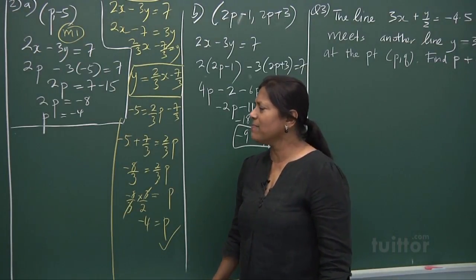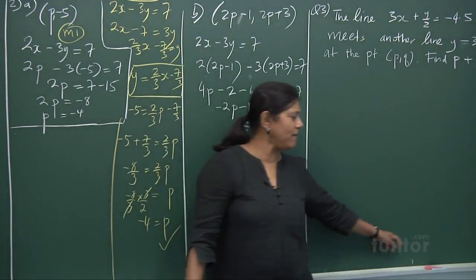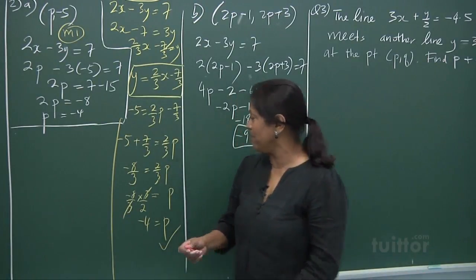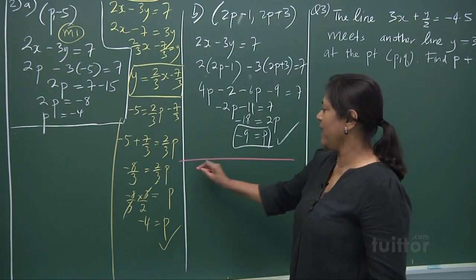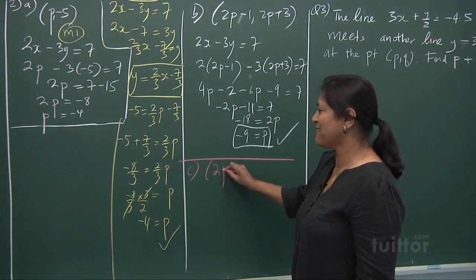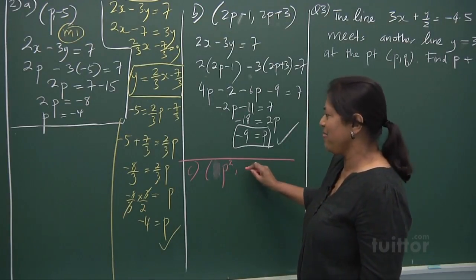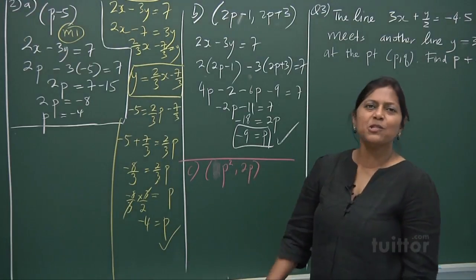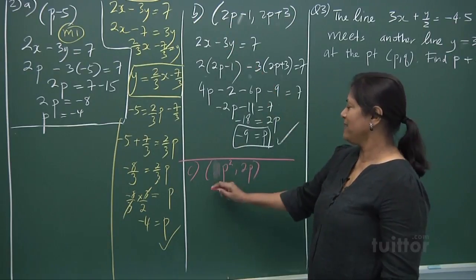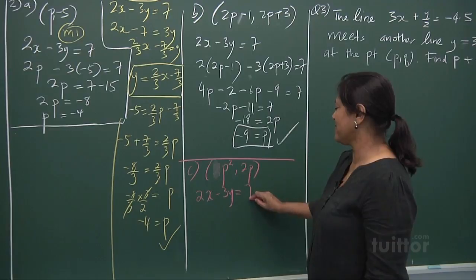Okay, the third sum, C. What is it all about? Your x is p squared, your y is 2p. So I'm just giving you a little bit of variety. This is p squared, and that's 2p. Substitute these values into your equation. Well, look at that: 2x minus 3y is 7.